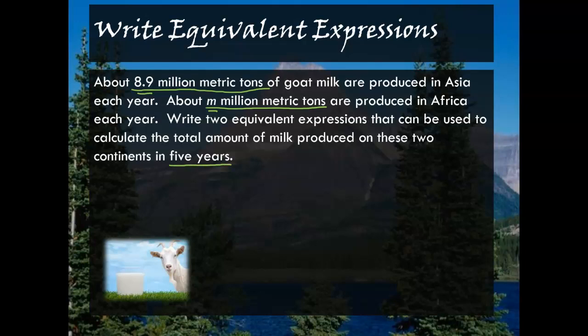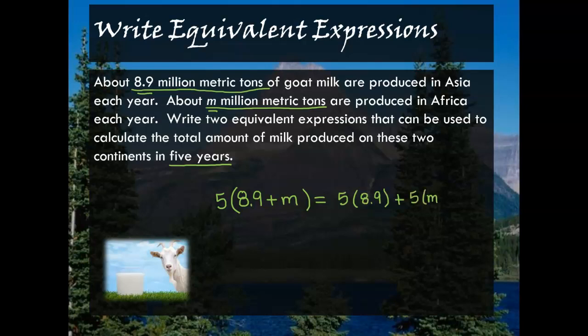One way we could approach this is to add together the amount of milk produced in Asia and the amount of milk produced in Africa together first, and then multiply all of that times 5. Since we don't know the amount produced in Africa, we can't go any further than this. A second way we could approach this is to multiply 5 times the amount produced on each continent individually, and then add those 2 amounts together.